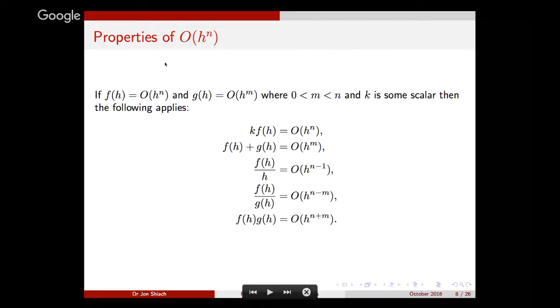Okay, if you have f of h divided by h, remember f of h is h to the n, your big O power will be n minus 1. That's a very, very useful result, this one. There are a few other properties, but these two down here aren't particularly useful. The point being, big O notation describes a behavior. It's not a specific value.